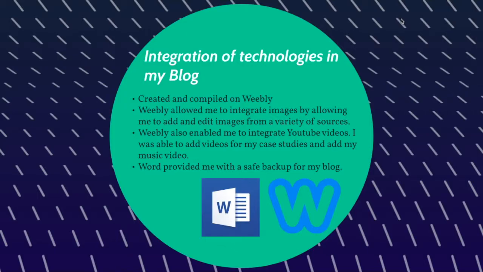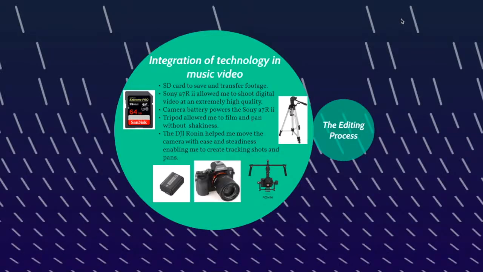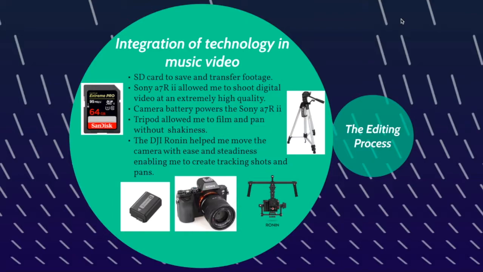Another way in which I integrated YouTube into my blog was by uploading my own music video for Underdog onto YouTube and then using Weebly to place my music video onto my blog. I also used Microsoft Word to write all the text featured in my blog. This was useful because it provided a backup in the event that work that was on my Weebly blog was deleted.